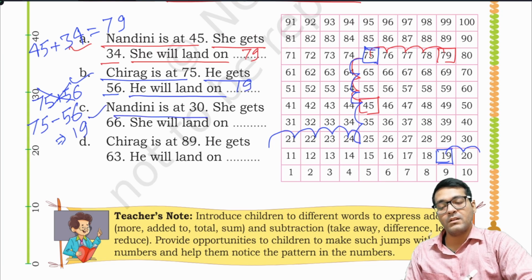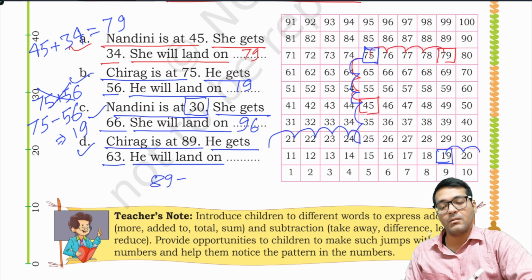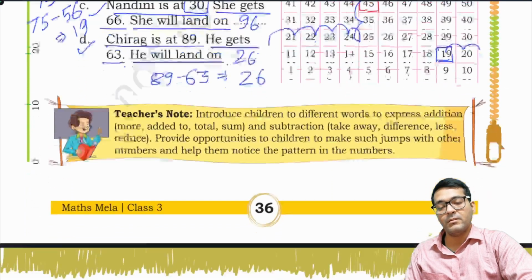C. Nandini is at 30. She gets 66. Then she will land on. That means 30 plus 66 becomes 96. You can do that. D. Chirag is at 89. He gets 63. He will land on. That means 89 minus 63. That means 26. Answer will be 26. You can do it on the number grid and check it.